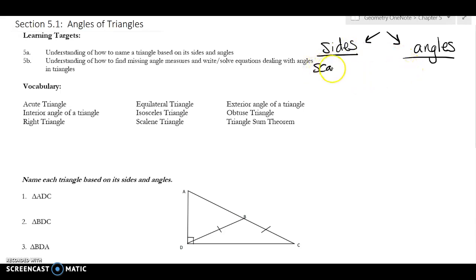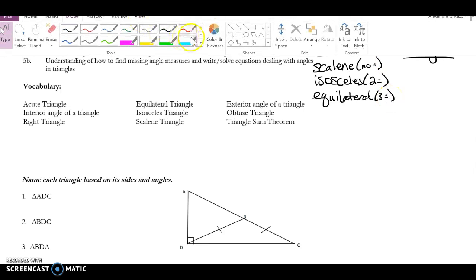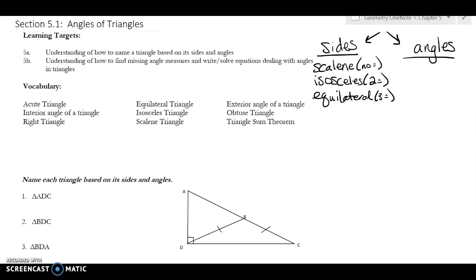So scalene has no equal sides. Isosceles has 2 equal sides, and equilateral has 3 equal sides. So that's how you name things based on their sides. You know things will be equal if you see tick marks. Then tick marks show they're equal.